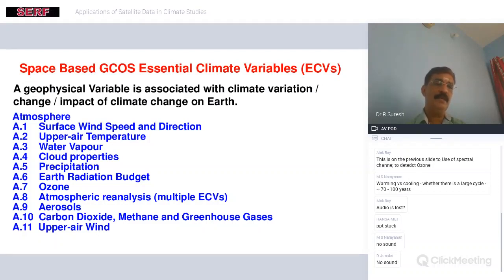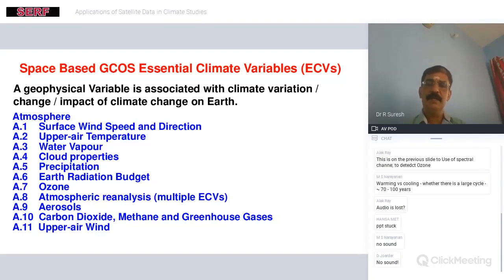Coming to the atmospheric variables, these are the variables defined by the GCOS: surface wind direction and speed. Yesterday and the day before, we discussed the scatterometer wind over the oceanic area, whereas over the land area we have a layer average from the atmospheric motion vector, water vapor wind vector techniques, and the cross correlation technique we discussed. Through that, we get a layer-based average of wind over the land surface, and upper air temperature, water vapor, etc. through the spectral characteristics of sounders.